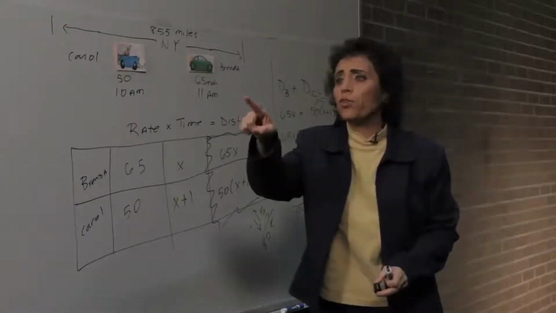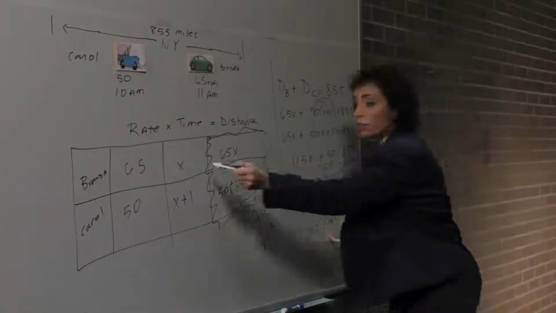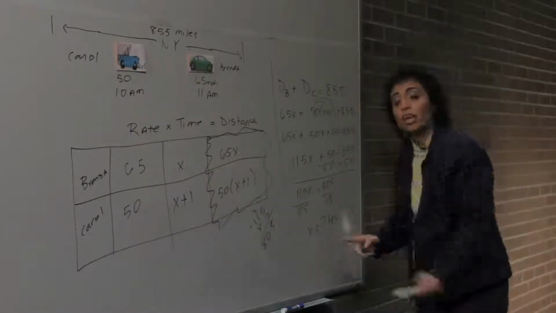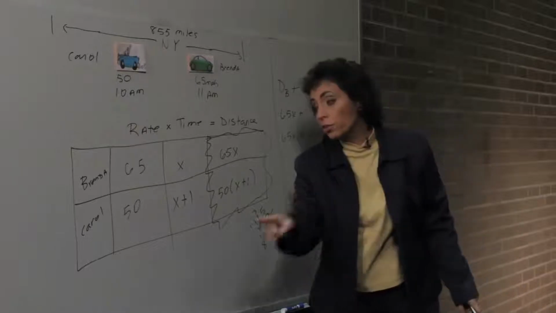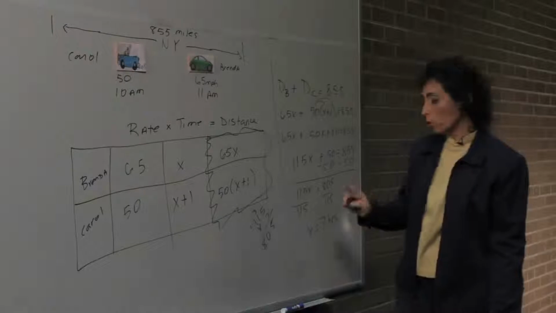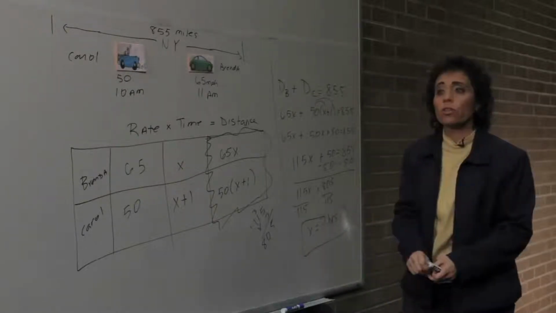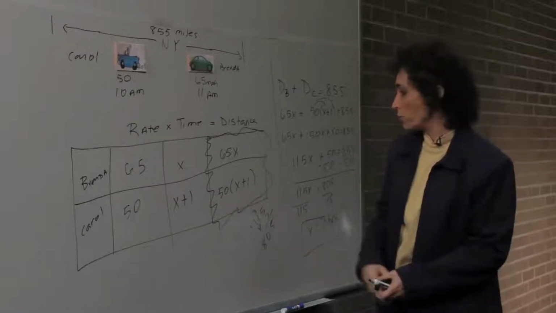Now, let's think about what the question says. How long will Brenda drive before they are? You want to know how long Brenda drives. How long Brenda drives is just X, which is 7 hours. If you wanted how long Carol drives, that's X plus 1 or 8 hours. But you only wanted Brenda, so you are done. Brenda drives 7 hours. That's the whole question for that one.